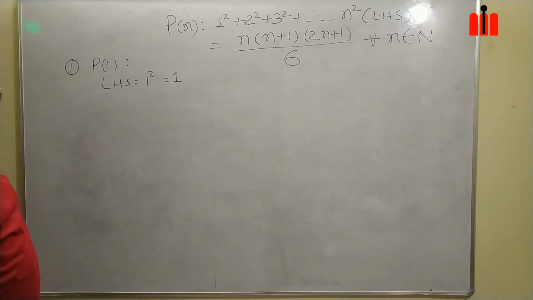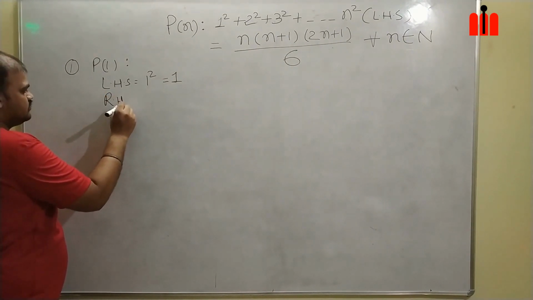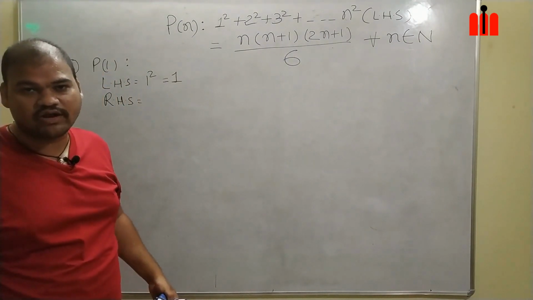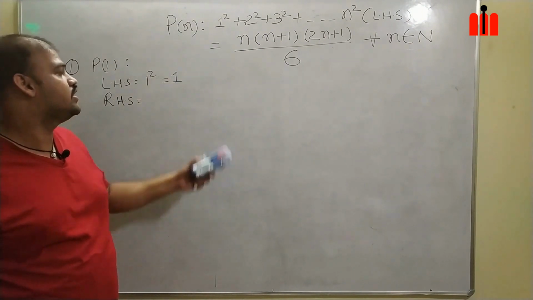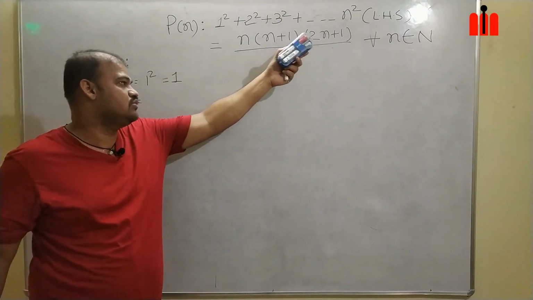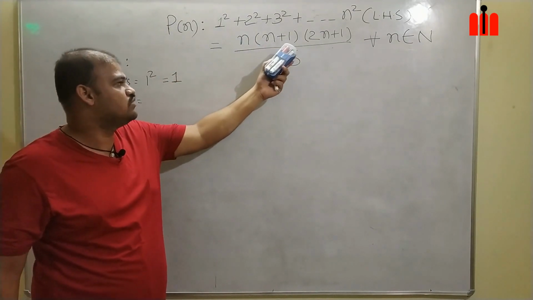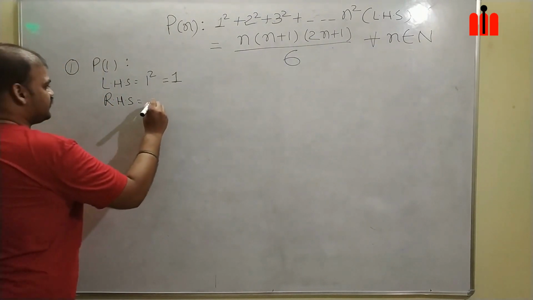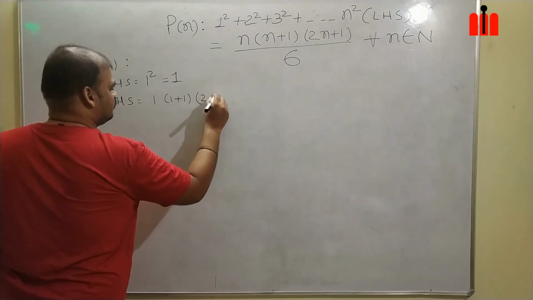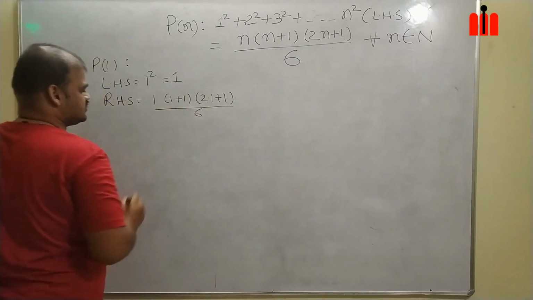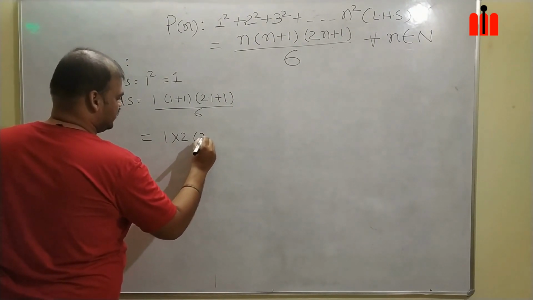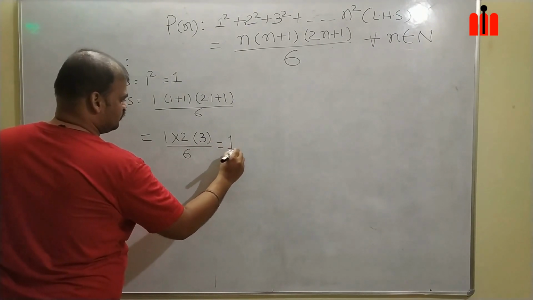Done with it? Now see how my RHS is. RHS is n into n plus 1 into 2n plus 1 by 6, for Pn. So I have to substitute n equal to 1 for my P1. So what my P1 will be? 1 into 1 plus 1 into 2 into 1 plus 1 by 6. So it will be equal to 1 into 2 into 3 by 6, which is equal to 1.